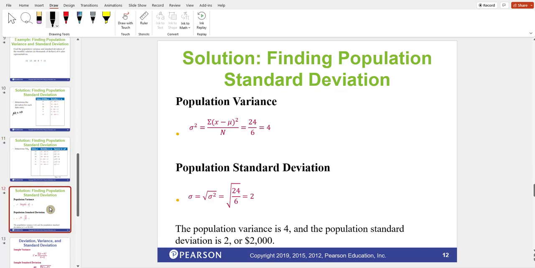Since we're dealing with a population, we're going to divide by the total number of data entries, in this case 6. So 24 divided by 6 will give me a population variance of 4. To get the standard deviation, we're going to take the square root of 4, which is 2. So the population variance is 4 and the population standard deviation is 2, or 2,000.